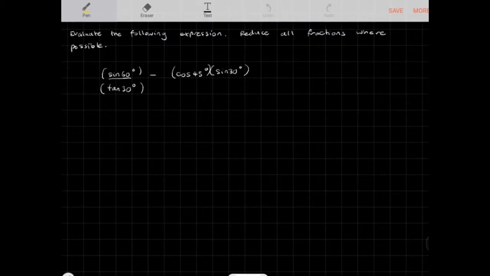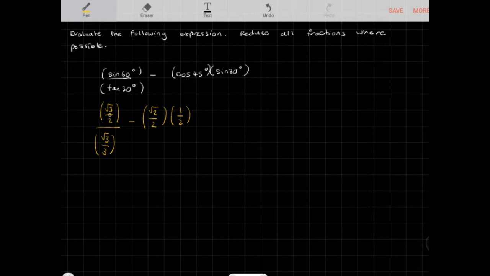Alright, let's evaluate the following expression and reduce all fractions where possible. So we're going to be using some of the special angles that we looked at, some of the values that we looked at. Sine 60 is going to have a value of square root 3 over 2. So guys, you want to try and memorize that table that I constructed earlier. Tan 30 here is square root 3 over 3, minus cosine 45 is square root 2 over 2, and times sine 30 is 1/2.